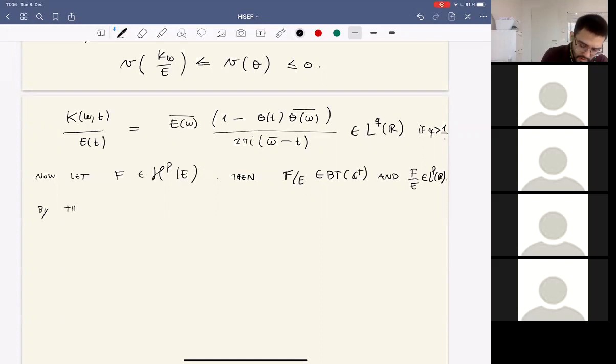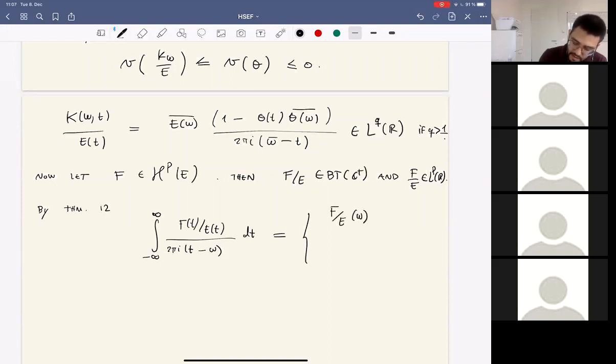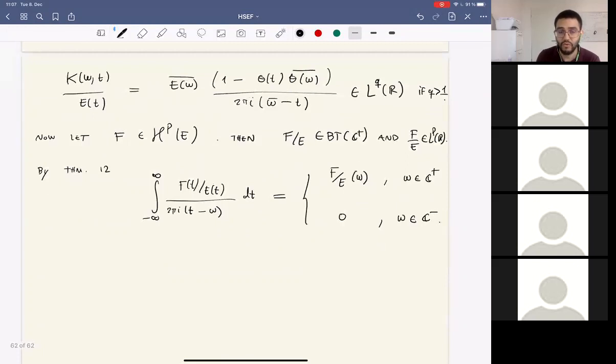So by theorem 12, what do we have? We can represent this guy by a Cauchy integral formula, that would be 1 over 2 pi i, integral from minus infinity to infinity, of F over E of t, over t minus w, dt. And that would be equal to what? Two things: F over E of w, if w is in the upper half plane; if w is in the lower half plane, then it's identically zero. Okay, that was Cauchy's integral formula that we proved.